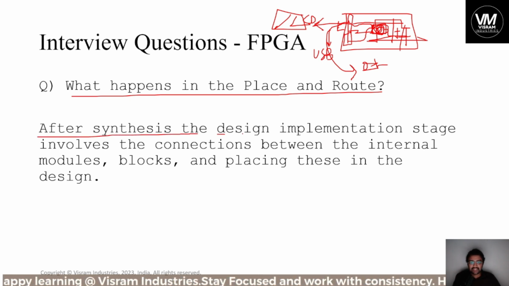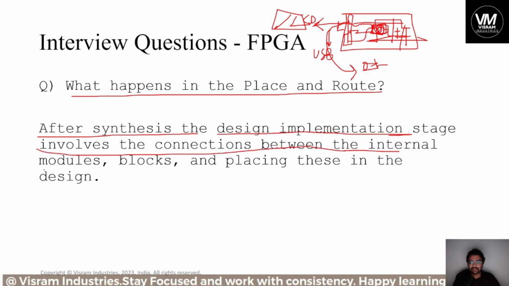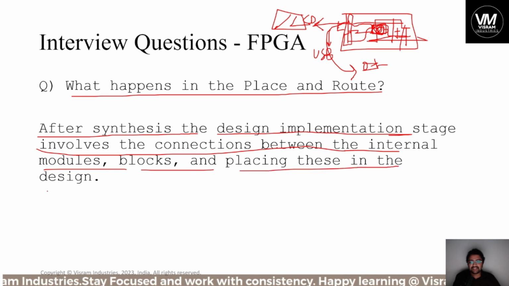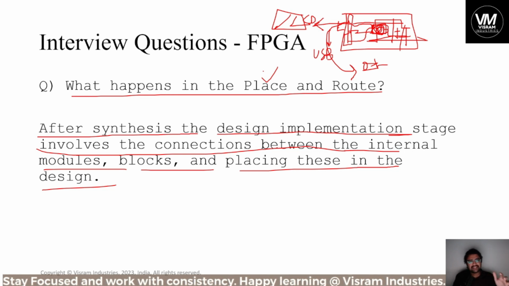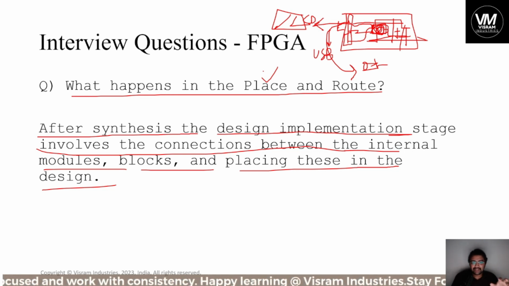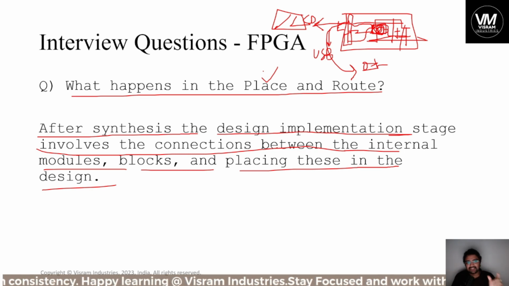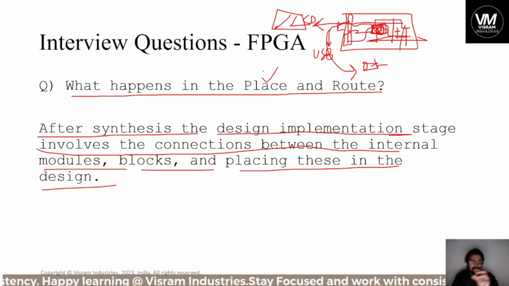After synthesis, the design implementation stage involves the connections between the internal modules and blocks, placing these in the design. That is what place and route is for. In the physical design environment of ASIC design, as I am working, you can see the placement of the cells, each logic cell, some memory cells, macros, and standard cells, and how they are connected. All of this can be seen at the nanometer scale level at the IC stage.